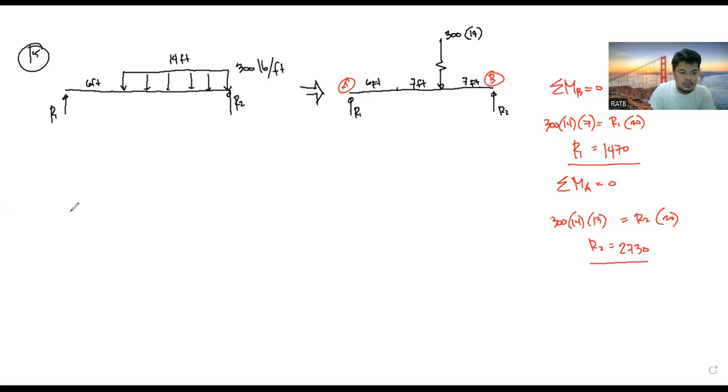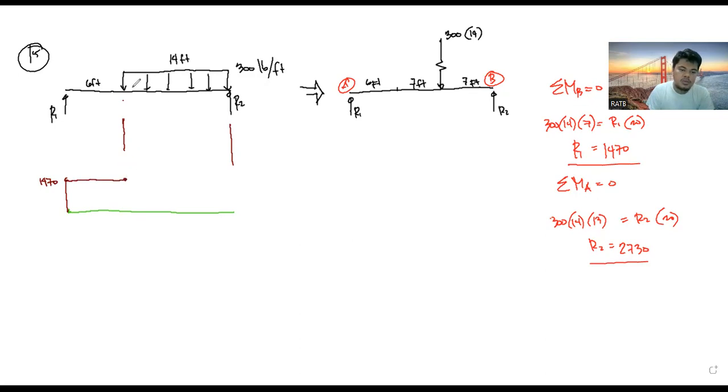The next thing to do is to draw the shear diagram. For the shear diagram, we start by writing, in this section, R1 going upward. So this is 1470. There is no force in between until this section, so you have there 1470.